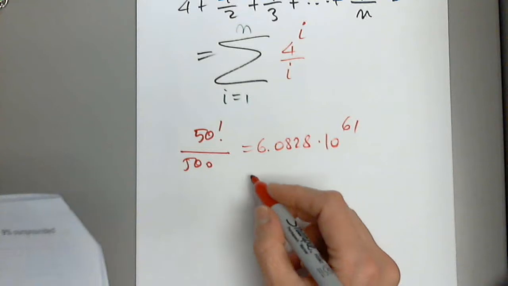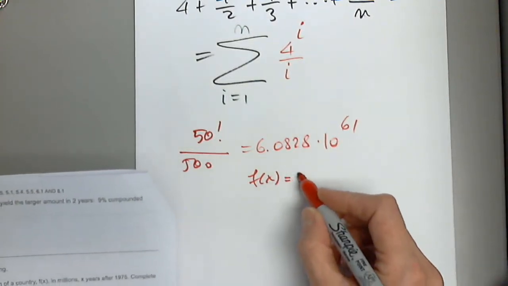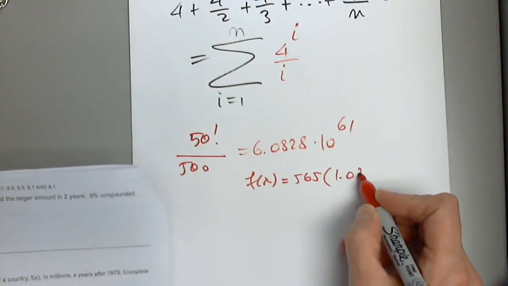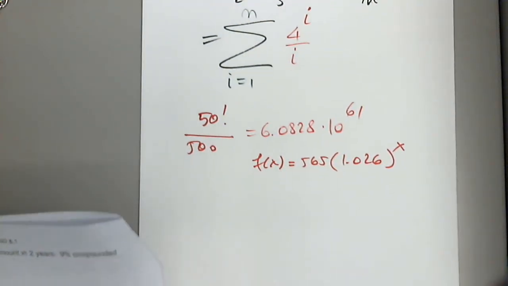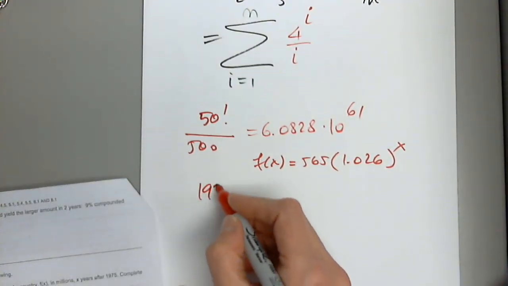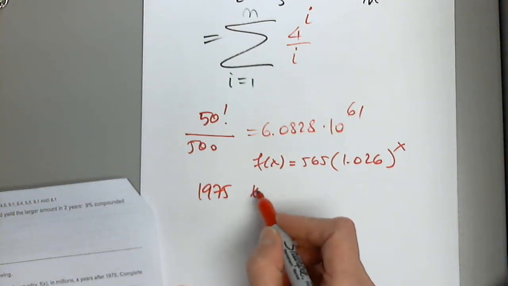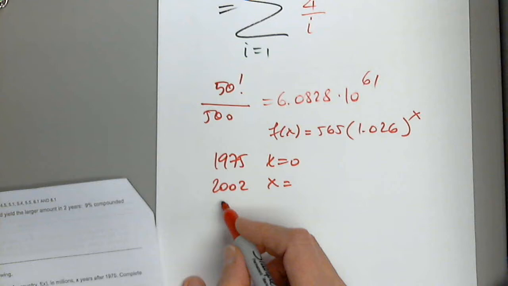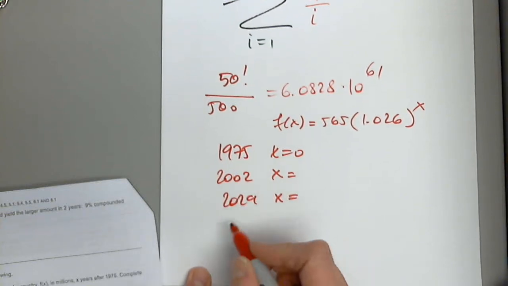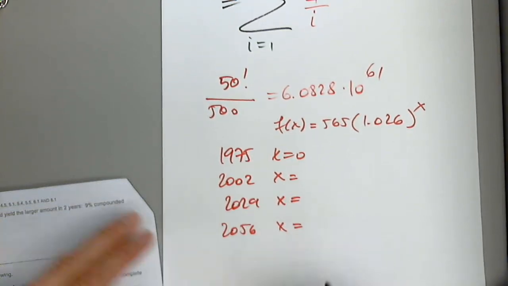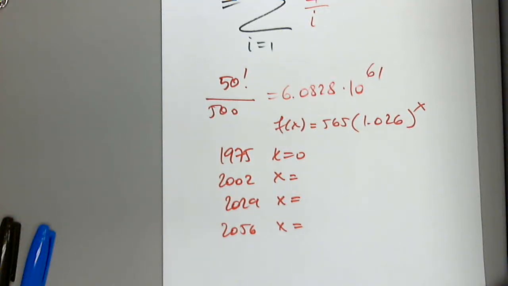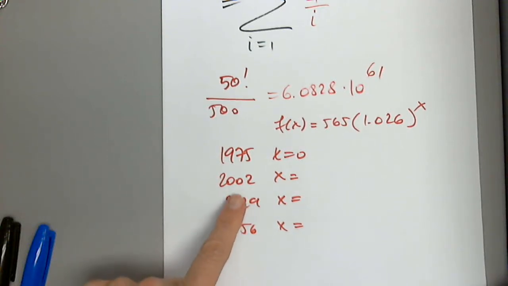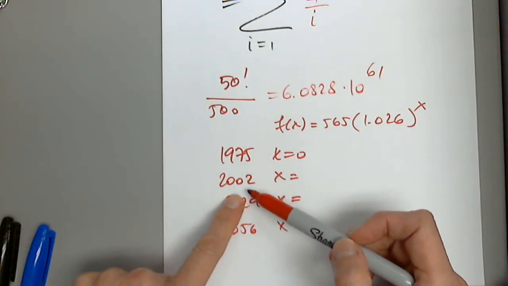Okay, so we are given f of x equals 565 times 1.026 to the x power. They're asking us, from 1975, which is x equals 0, to 2002, 2029, and 2056 to determine x. All we have to do is find x, knowing that 1975 is 0. So how many years from 75 to 2002?